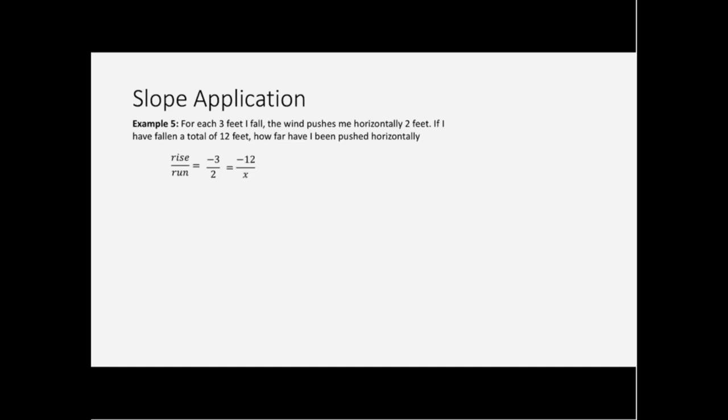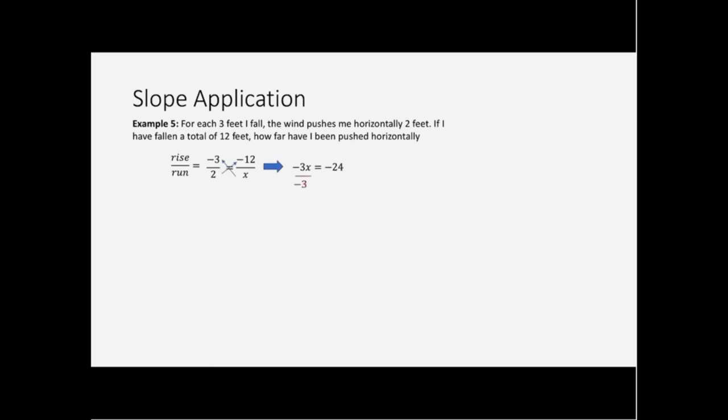And then I can use that to set up a proportion because I know that that's my slope, but overall I fall a total of 12 feet and I need to figure out my amount pushed horizontally. So this is a few sections back, when we did this idea of proportions. So then I'm going to have -3 over 2 is equal to -12 over x. And now I can go about solving for x. I'm going to cross multiply. So then x times -3 becomes -3x, 2 times -12 becomes -24.